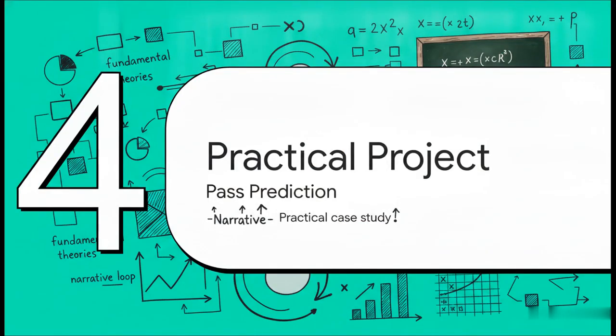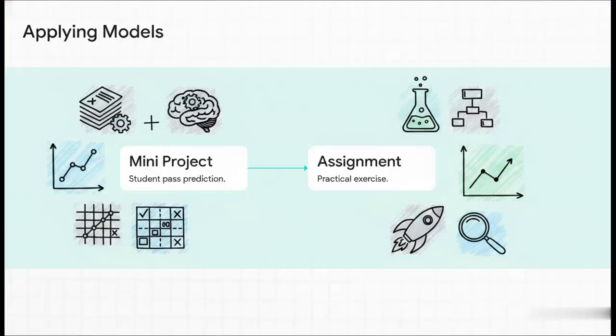Bringing it all together in Section 4, Project Student Pass Prediction. All right, we've covered the theories, we've looked at the algorithms, so let's close the narrative loop and actually apply this to a practical case study from the source material. Step 1 is a guided student pass prediction mini project. We bring our student data together, select an algorithm like logistic regression, and use a confusion matrix to see how we did. Once you've got a handle on that, Step 2 is the practical prediction exercise assignment.